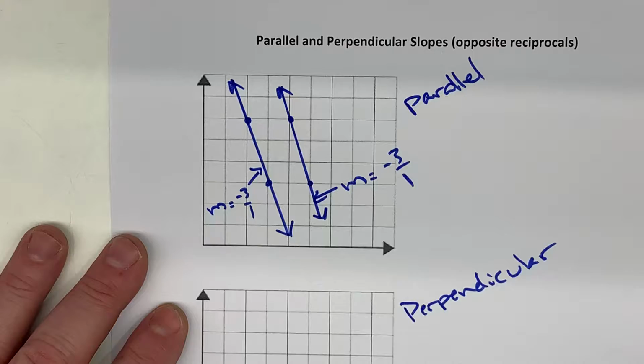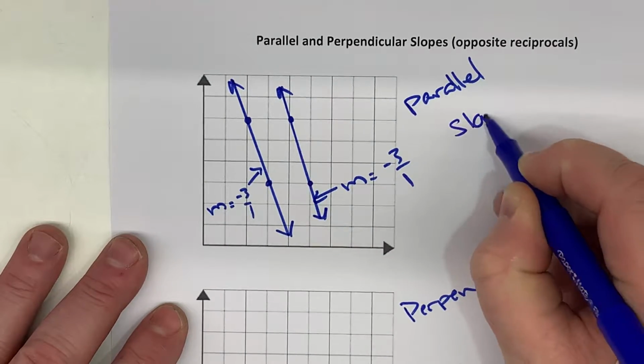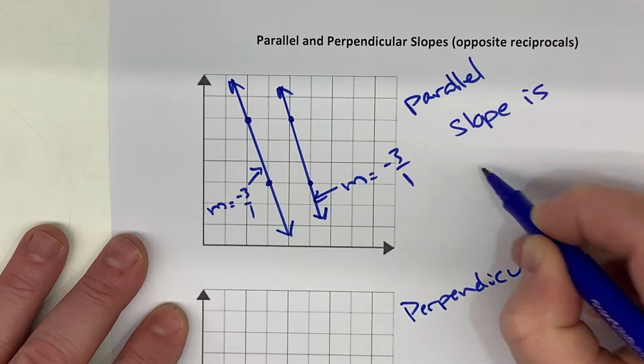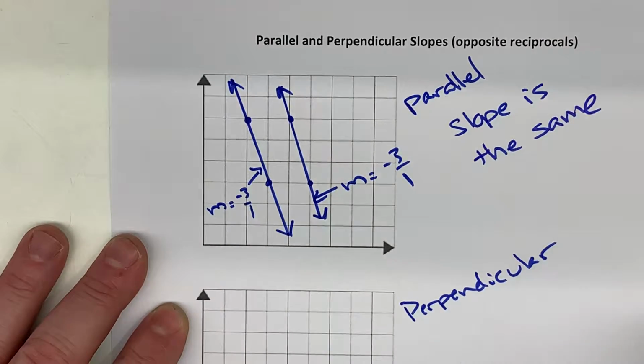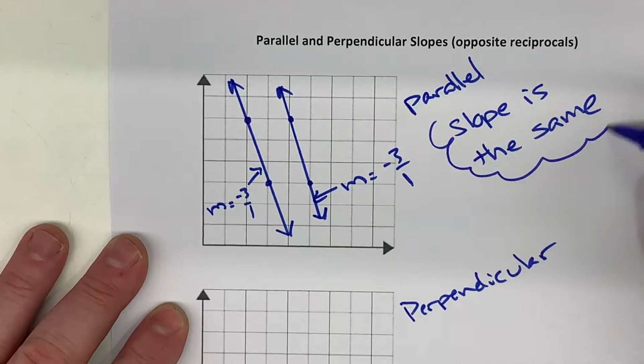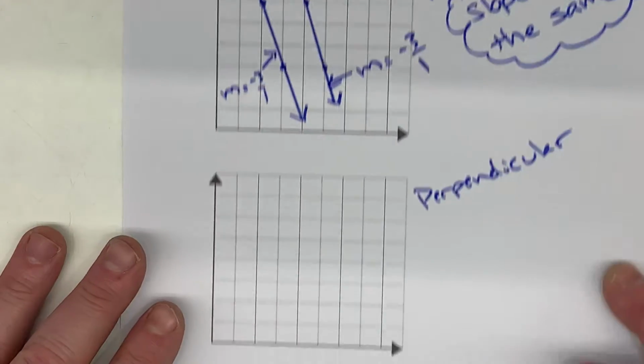So if I were to go ahead and write a note for parallel lines, I would say slope is the same. For parallel lines, the slope is definitely gonna have to be the same. Now let's look at perpendicular lines.